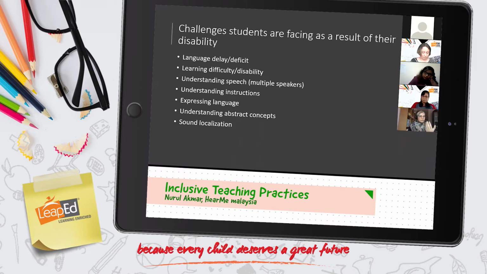They might have difficulty in understanding speech, multiple speakers. So in the classroom, sometimes during discussion, we have a lot of students talking at the same time. This is difficult for students with hearing loss to capture who is talking because the sounds might converge. Challenges in expressing language, most probably due to their limited vocabulary. Understanding abstract concepts, especially because they are visual and hands-on learners.